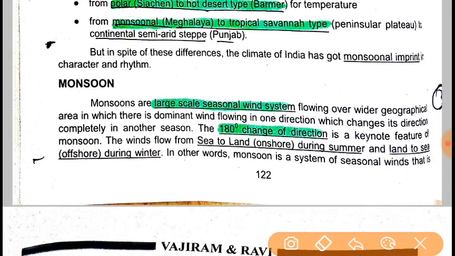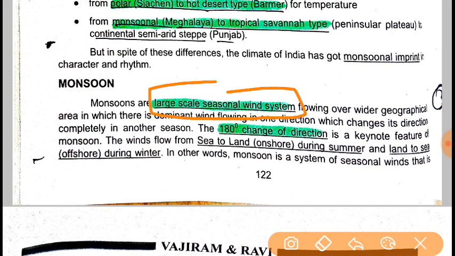Now see, monsoon comes from the Arabic word mausim, which means seasonal reversal of winds, which means a type of climate which is seasonally dominated, in which seasons have very different sort of orientations. However we start defining it, we see its definition as a large scale seasonal wind system.